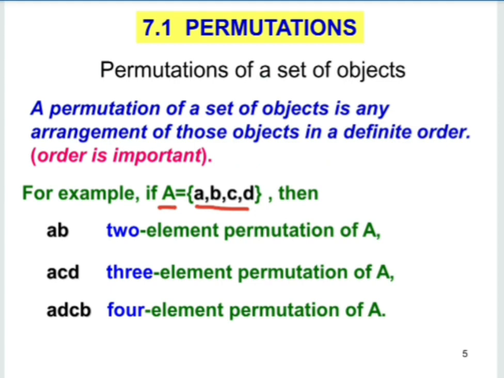A permutation of a set of objects is an arrangement of those objects in a definite order. So the key here is that order is important. For example, if we have the set A, B, C, and D, then AB is a 2-element permutation of A. ACD is a 3-element permutation of A. ADCB is a 4-element permutation of A. So here the order is important. AB will not equal BA, and so on.